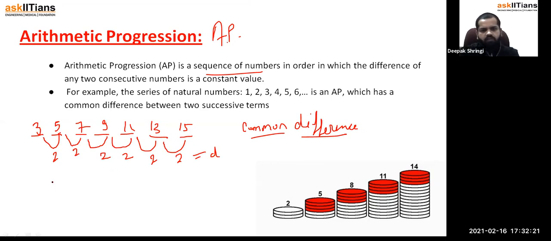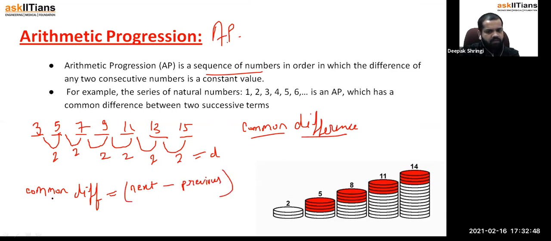What I'm telling you is, if it is an AP, then its common difference should be the same. And what is common difference? Common difference is nothing but your next number minus previous. Next minus previous, it is your common difference. Okay. For example, the series of the natural numbers 1, 2, 3, 4, 5 is an AP which has a common difference between two successive terms.